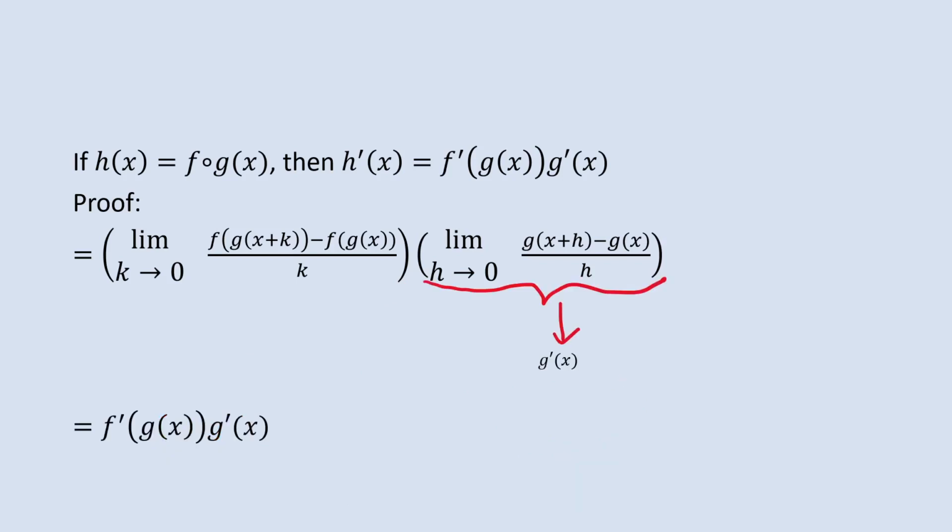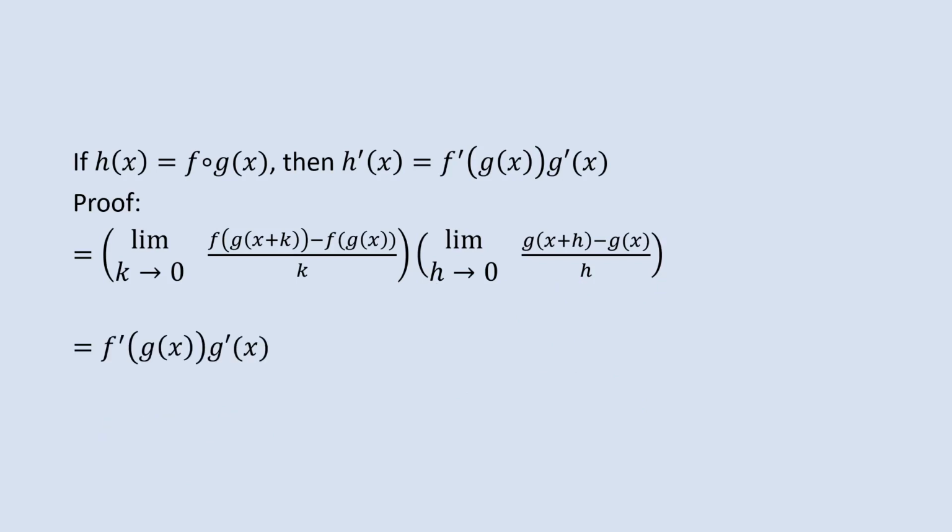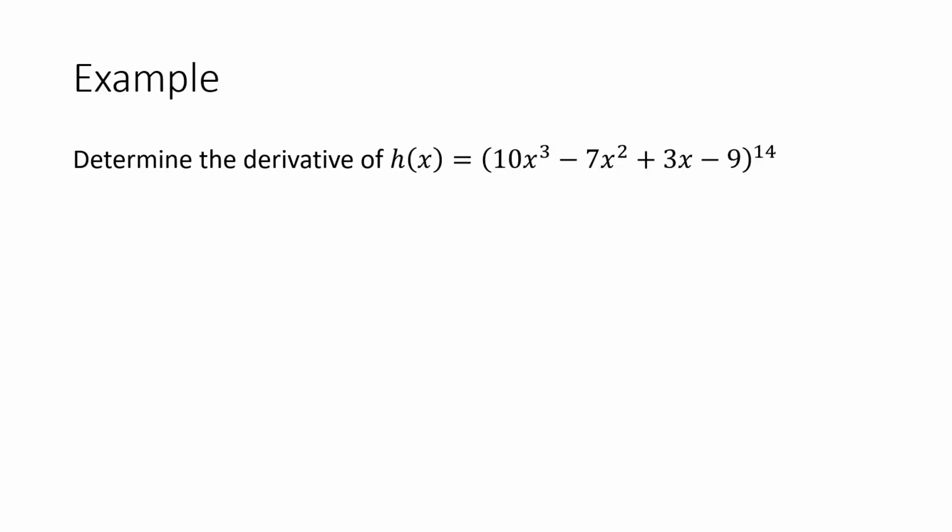And so we get that the derivative of f of g of x with respect to x is f prime g of x times g prime of x.